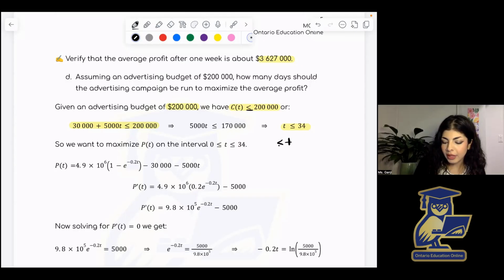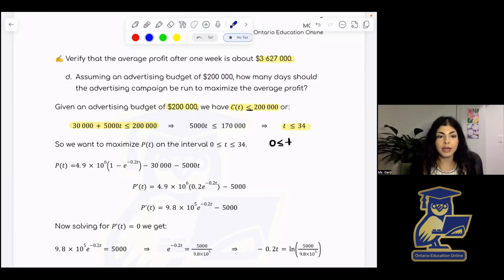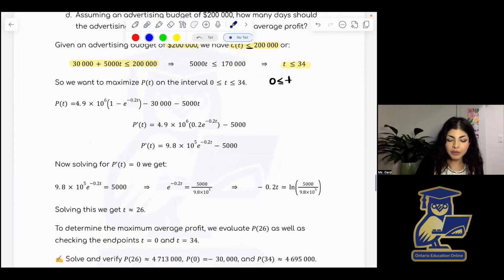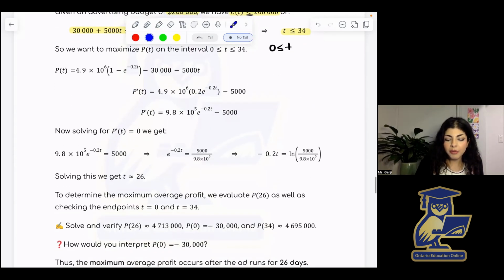And we also know the number of days has to be greater than 0. So we are left with this overall inequality, and we want to maximize P of T, or profit, on this interval. First, I will find the derivative here, just using derivative laws, so take a moment to analyze those. We also have that exponential in there, and we know that the derivative of the exponential is just itself. And so our simplified P prime of T is this equation here.